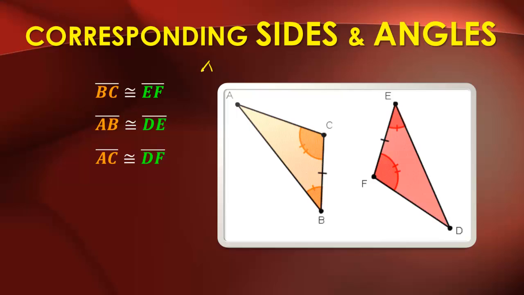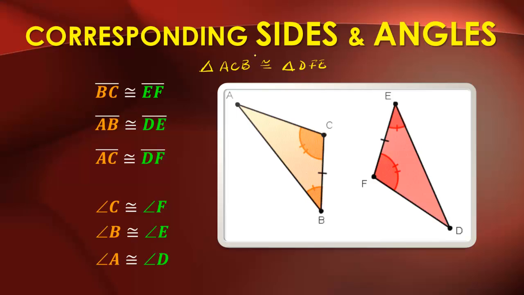So if I was told that triangle ACB is congruent to triangle DFE, that means that the angle at A would correspond to the angle at D. The angle at C would correspond to the angle at F. Angle B would correspond to angle E. AC would be congruent to DF, and so on. Again, angle C and angle F, angle B and angle E, and angle A and angle D.